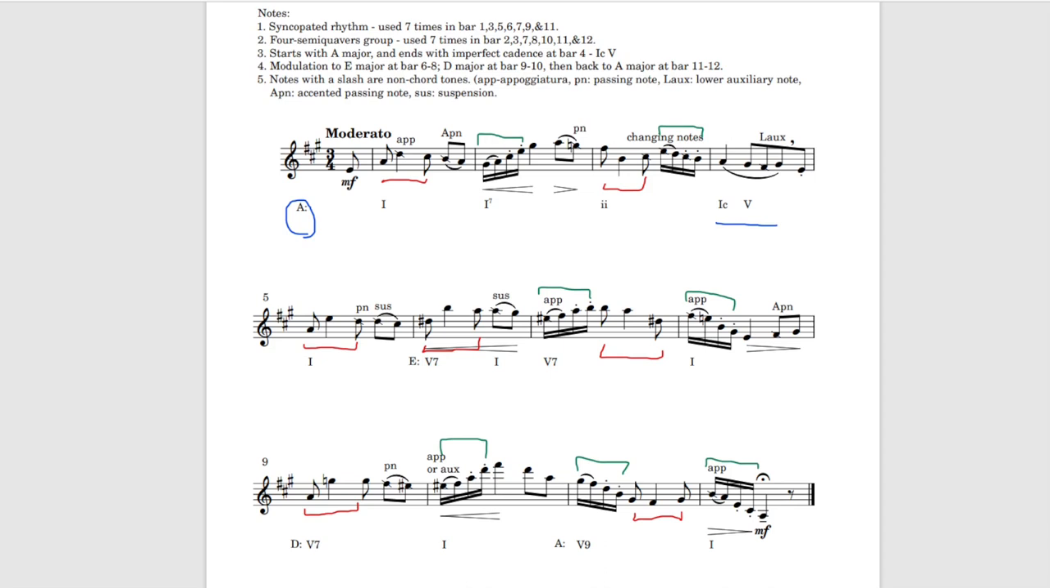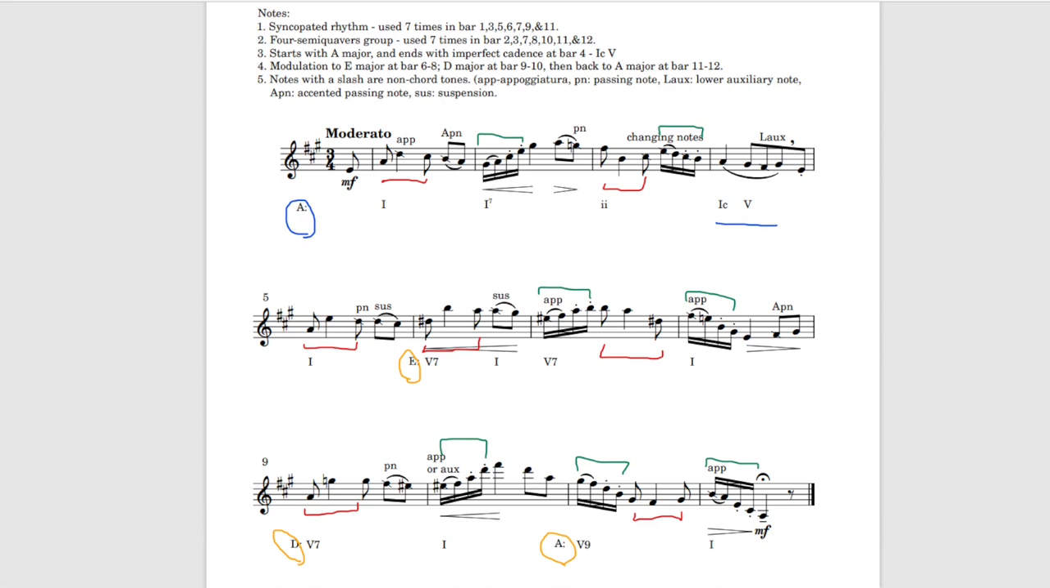Number 4. Modulation to E major at bar 6 to 8, and then to D major at bar 9 to 10. These modulations contribute to the variety of the composition. Then it goes back to A major at bar 11 and 12.